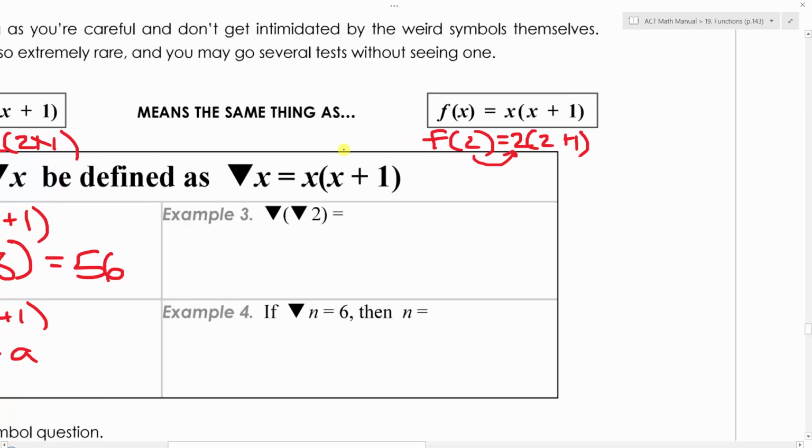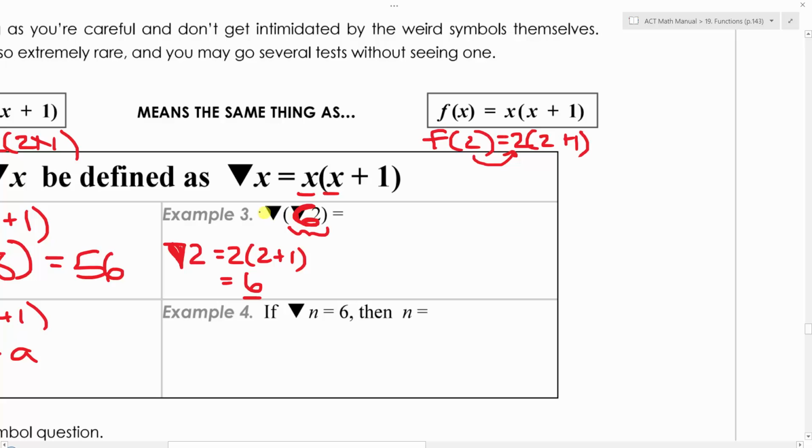This is a composite weird symbol function. So note here we have the upside down black triangle 2. So what does that mean? Let's do the thing in parentheses first. We'll do order of operations. So upside down triangle 2 means, let me actually do this down here, 2 times 2 plus 1. I'm just plugging that 2 in wherever I see an x over here. So that's 2 times 3, so that equals 6. So now this upside down triangle 2 is now 6. That's what I just found here.